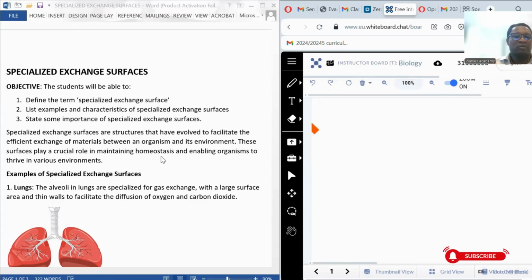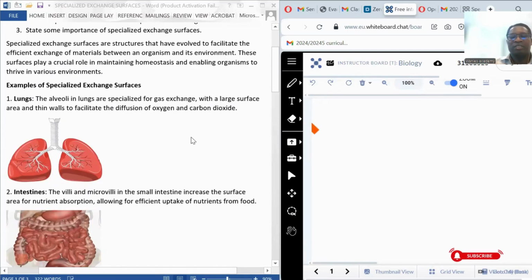Let's see some examples of specialized exchange services. The lung is a very, very important example. Lung is found in most land vertebrates where gaseous substances like oxygen move through the nose to the lungs, and from the lungs through the alveoli to the bloodstream for circulation.